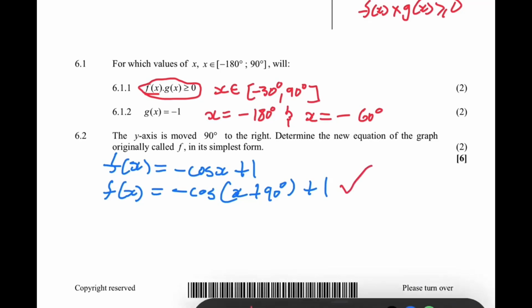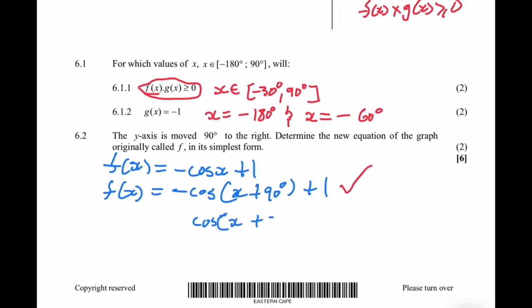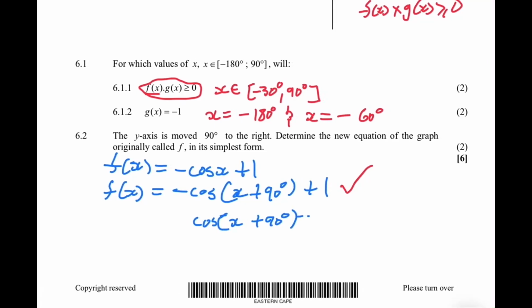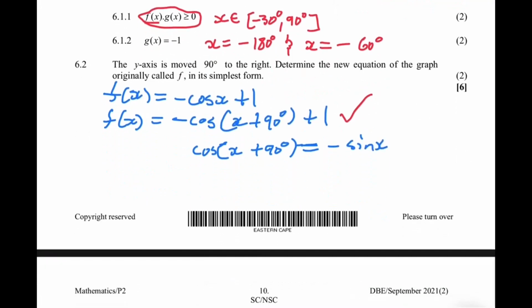but then if you manage to get here, then you can get 1 mark of the 2. Now what's left is realizing that cos of x plus 90 degrees is equal to minus sine of x. So if you substitute that back in your equation, you get f of x is equal to minus multiplied by minus sine of x plus 1. So this will be equal to sine x plus 1.